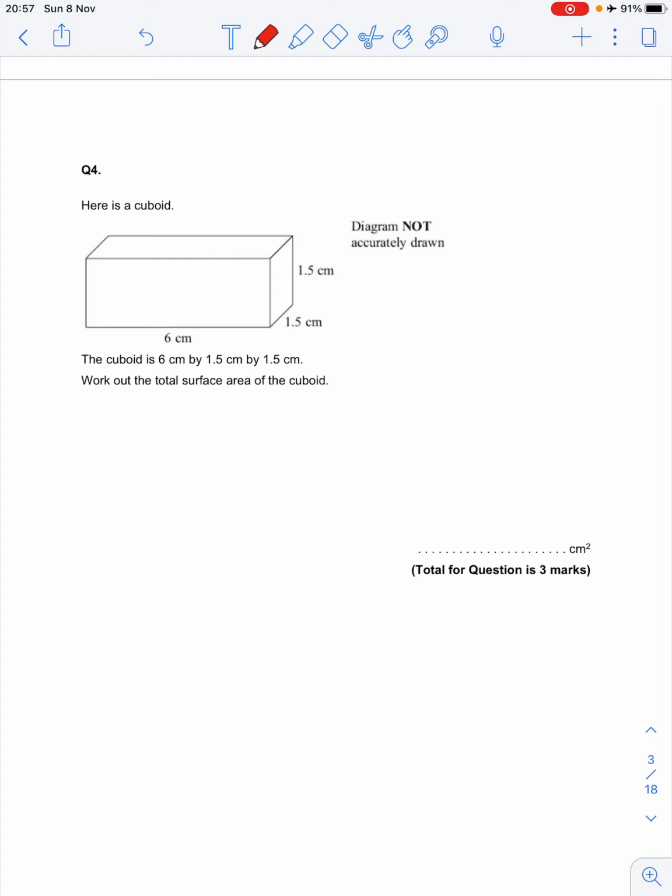Question 4. Here is a cuboid. The cuboid is 6 centimeters by 1.5 by 1.5. Work out the total surface area of the cuboid. So basically, we want to work out the surface area. How many sides do we have for a cuboid? We have 6 faces.